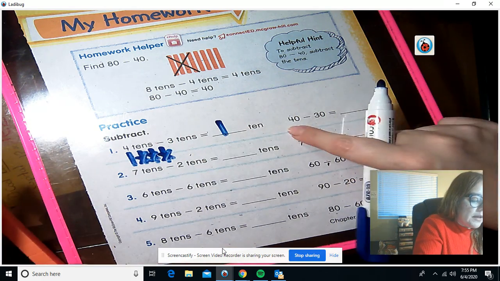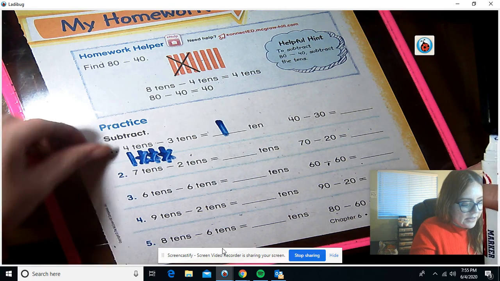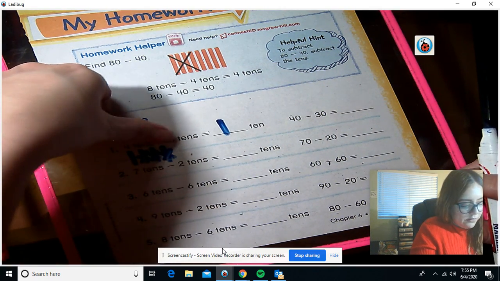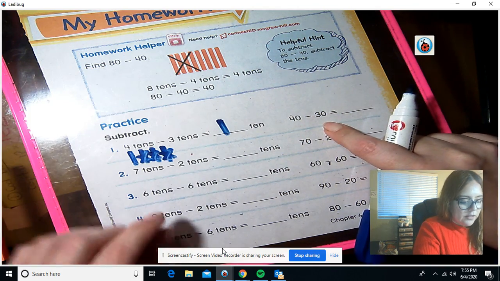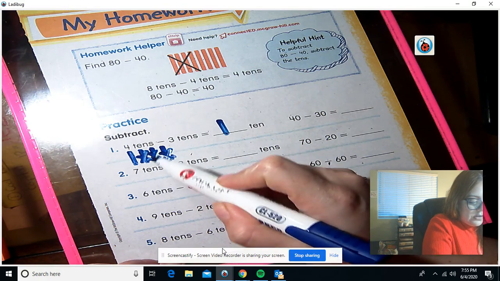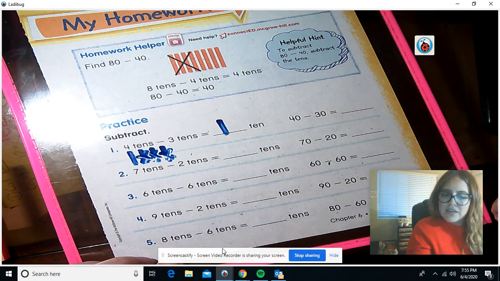So it's 40 minus 30. I already did it. I had 10, 20, 30, 40, and then I subtracted 30. So I took away 30, and that's where I drew my X's. Minus 10, 20, 30. How many are left?